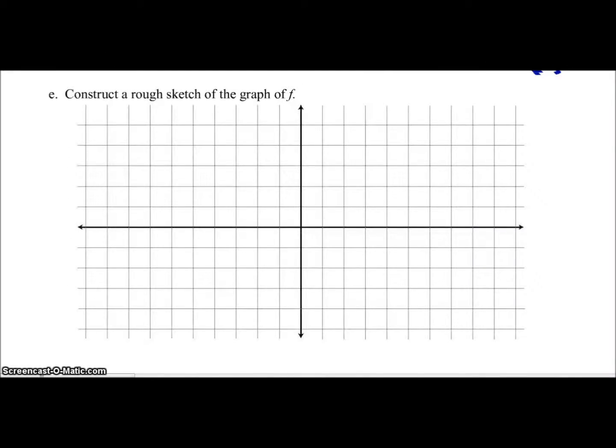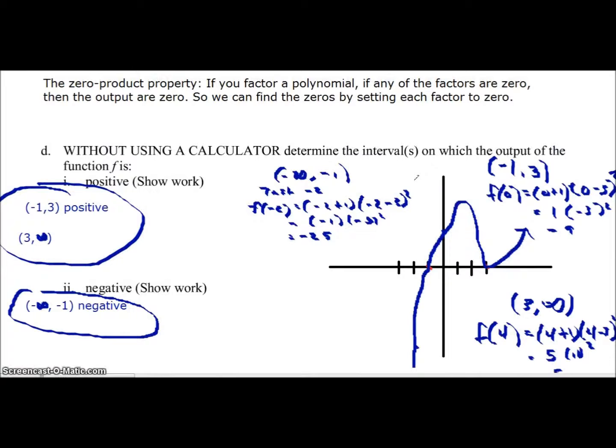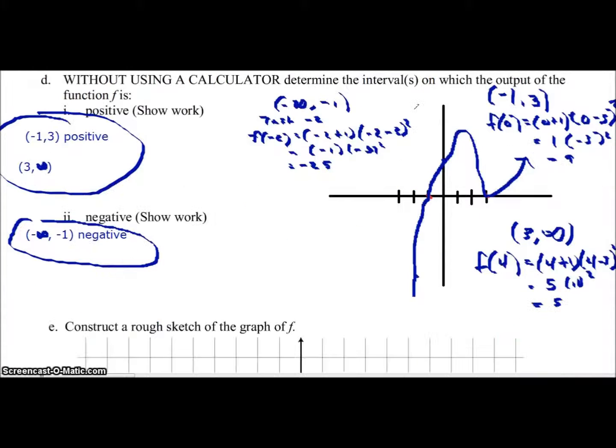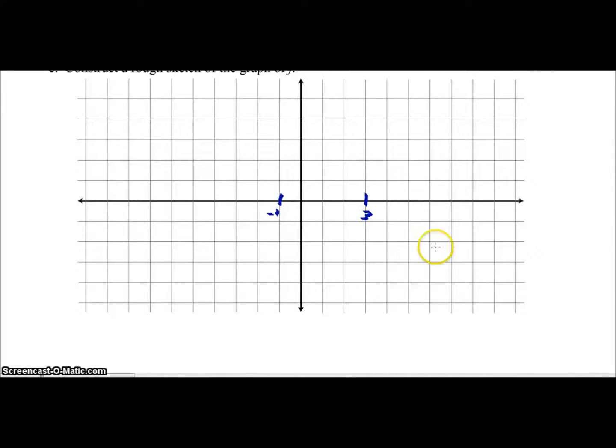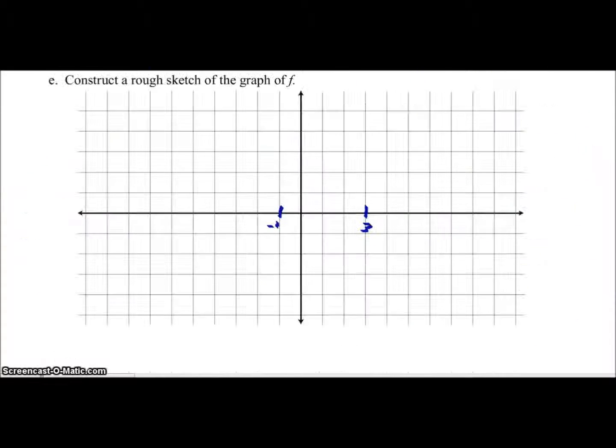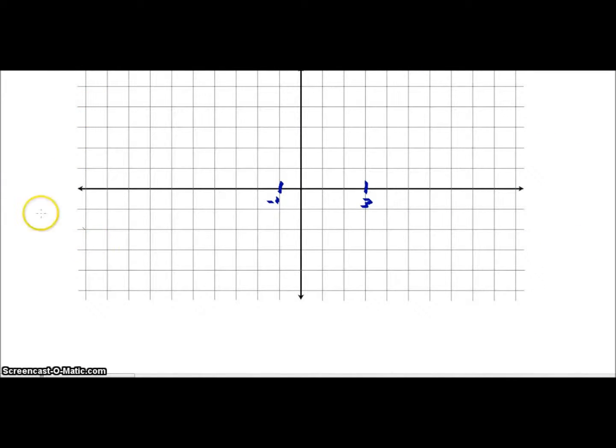Construct a rough sketch of the graph of f. We've already done that, but I guess I can do it again. Here's negative 1. Here is positive 3. We know that we're negative from negative infinity to negative 1, so our function comes up here, it's negative, and then we're positive the rest of the time. But we have those zeros to take into account.